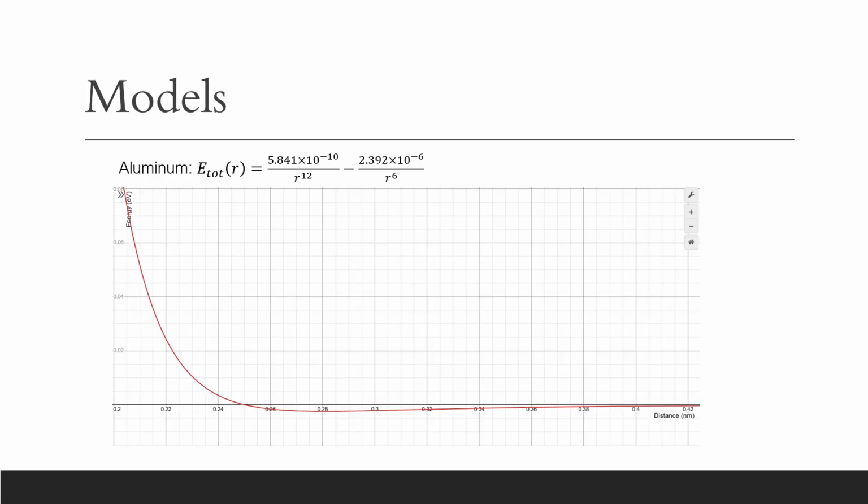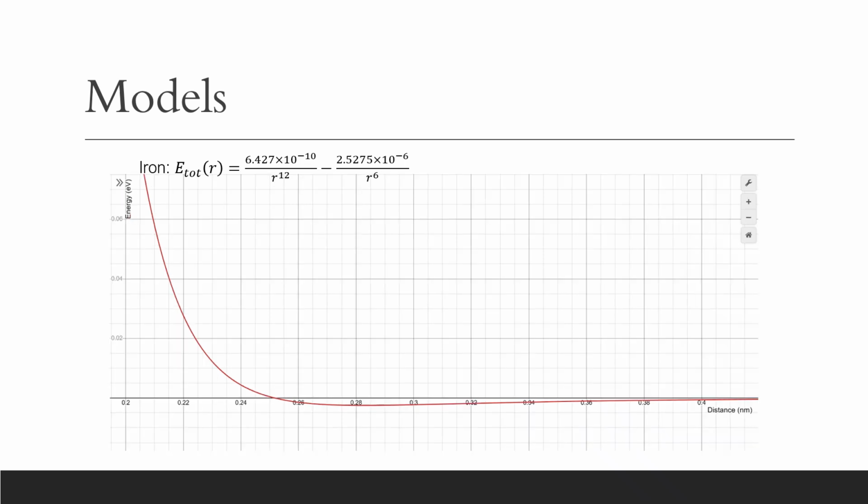We'll be going through the models that were generated for each equation. First off, here's the aluminum graph based off of this equation that was given. You can clearly see the Morse function, how it dips below the x-axis and then comes back up towards 0. The function for the iron graph as well, where the same can be seen for this graph.